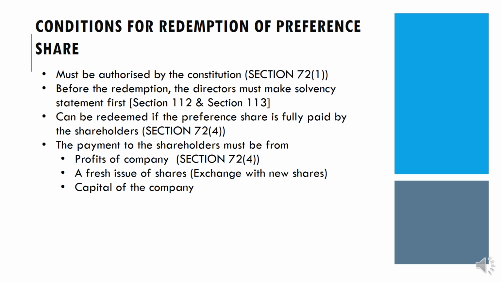So now, when the company wants to give the money, the company must make sure that the money they use in redeeming the preference shares comes from the profit of the company. This is provided by section 72 subsection 4. Or it comes from a fresh issue of shares in exchange for the new shares, or it comes from the capital of the company.